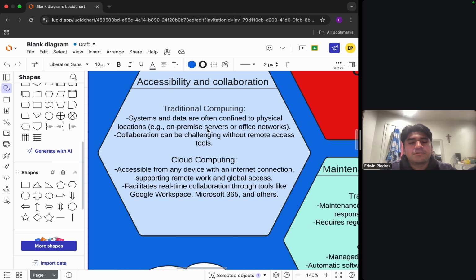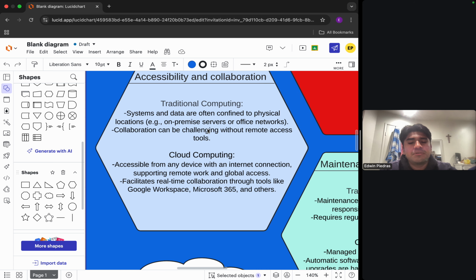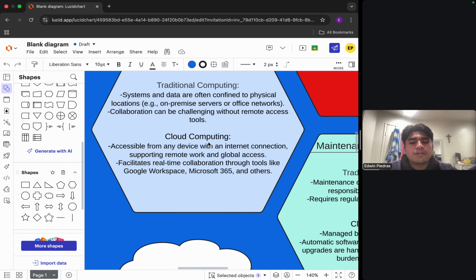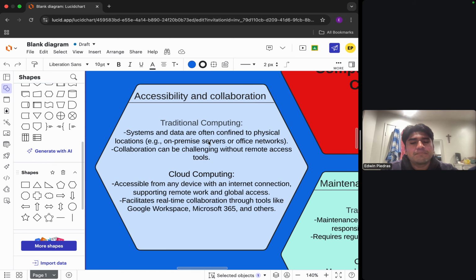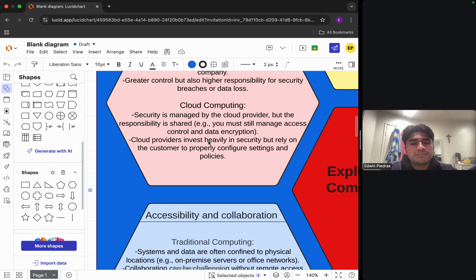So now moving on to the accessibility and collaboration of both of these. So for traditional computing, the system and data are confined to physical locations, and collaboration can be challenging without any remote access tools. So for cloud computing, it's accessible through any device with internet, which supports remote work and global access, and it also facilitates real-time collaboration.